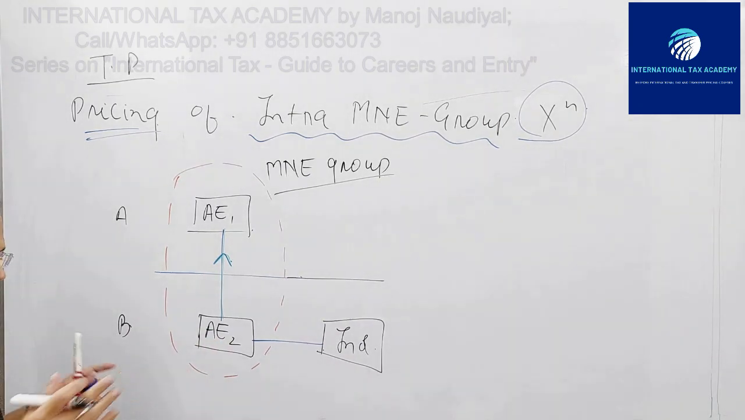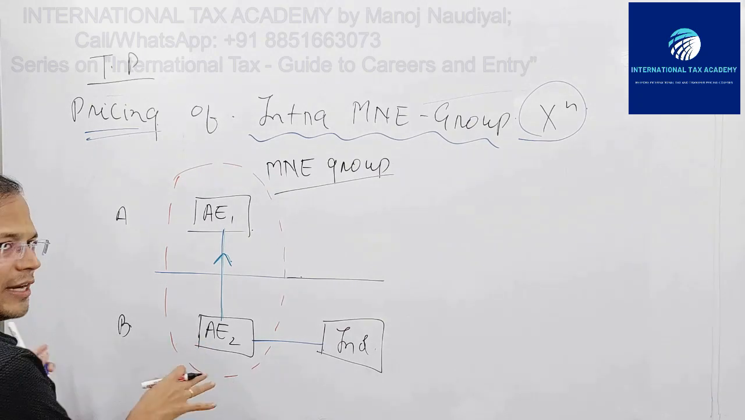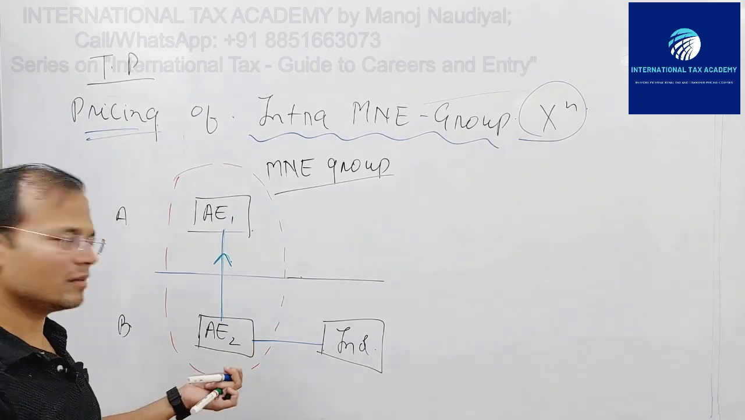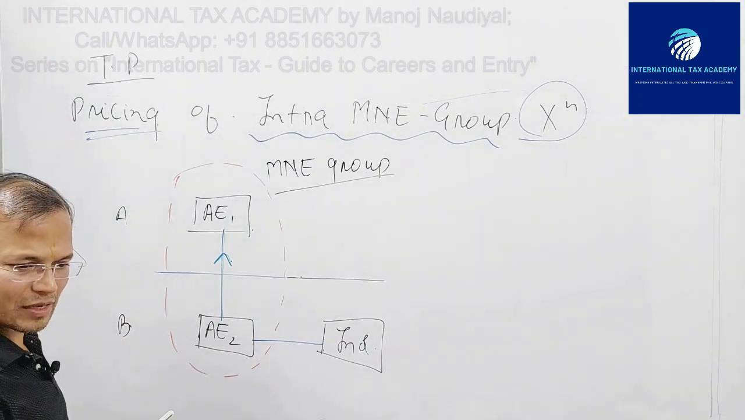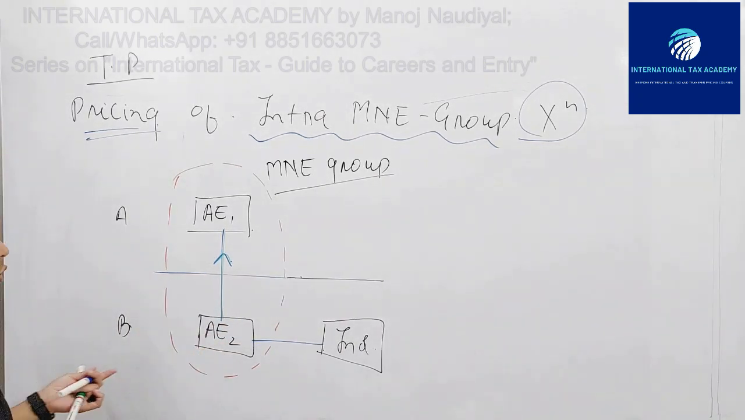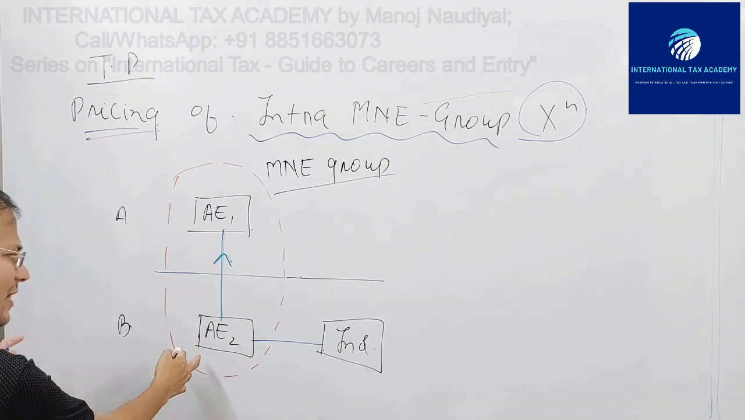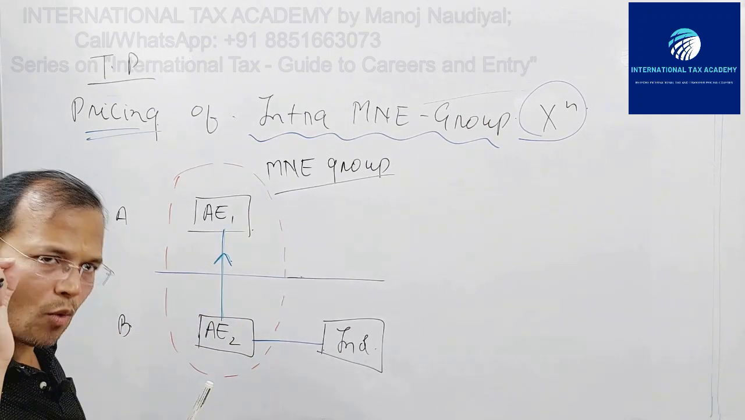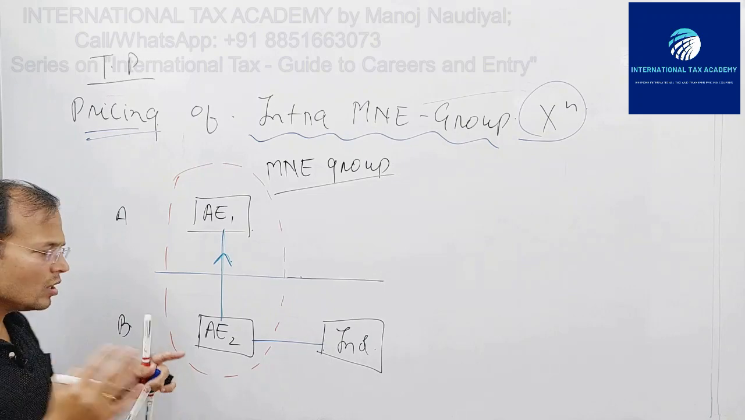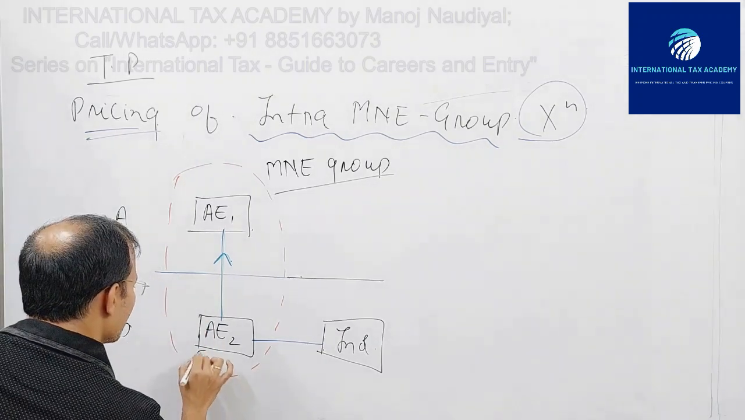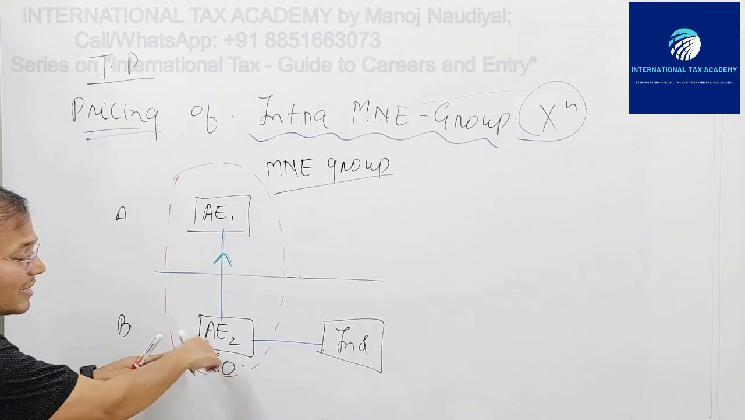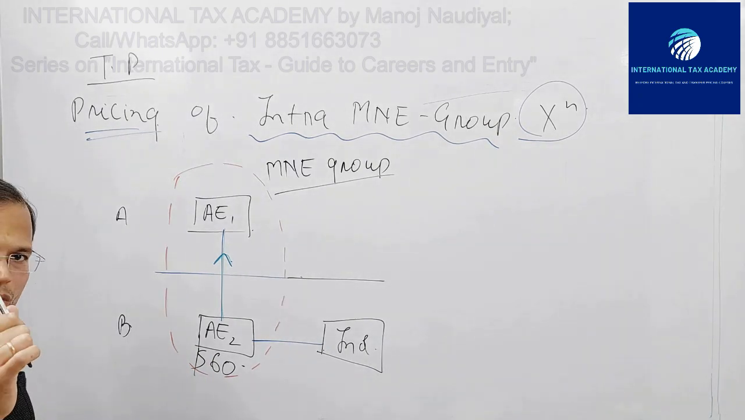Supposing, let us for example assume that this AE2 manufactures certain items. Any item. Shoes, for example. AE2 manufactures shoes. The cost, not selling, but the cost of this shoe to this AE2 is $60. So $60. Fine.